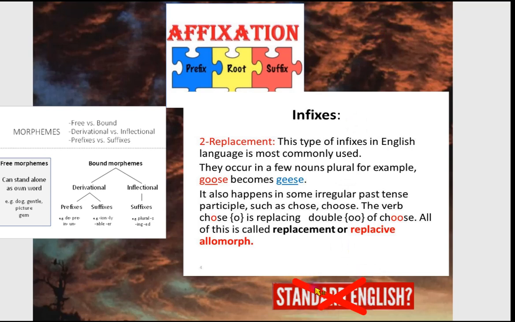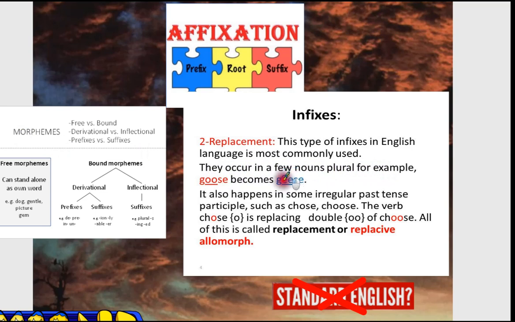They are not really common. Basically, they go in the middle of a word. Prefixes, they go in the beginning. Suffixes, they go at the end. Infixes, they go like in the middle. Basically, what they do is to change a word, and they act as a replacement. For example, they occur in a few nouns, plural. For example, goose becomes geese.